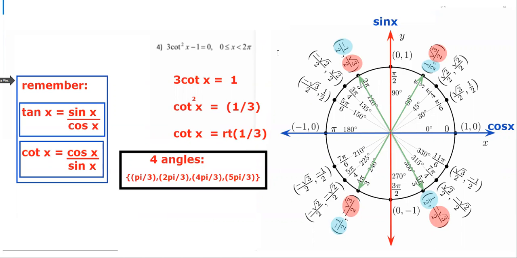Well, this is in reverse to the last problem. What we have here is, remember, cotangent is cosine over sine. So we want it to be 1 in the numerator and the square root of 3 in the denominator. And using the unit circle, you just multiply top and bottom by 2. And we have these 4 angles, pi over 3, 2 pi over 3, 4 pi over 3 radians, and finally 5 pi over 3. So there are 4 angles between 0 and 2 pi, where 3 cotangent squared x minus 1 equals 0.